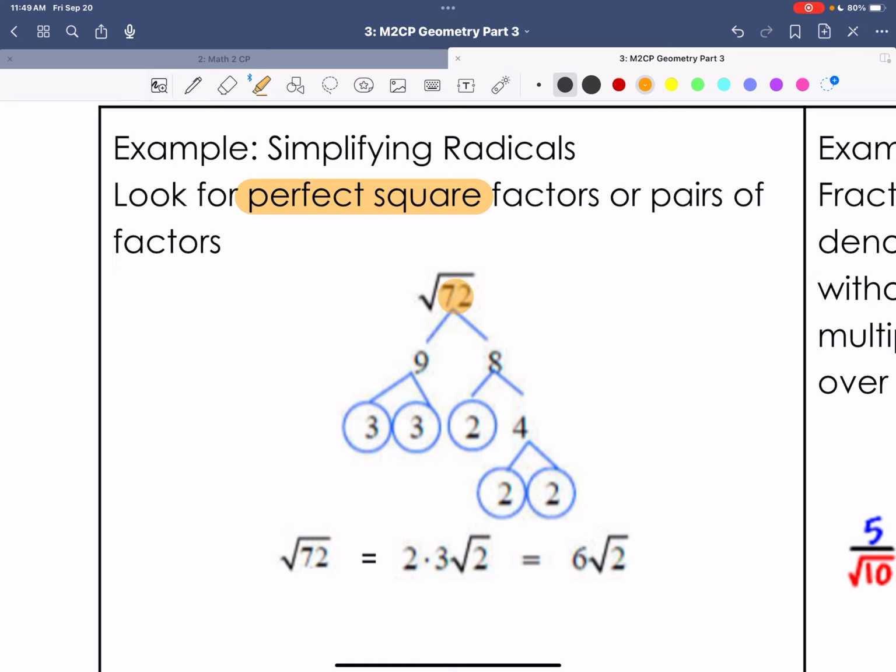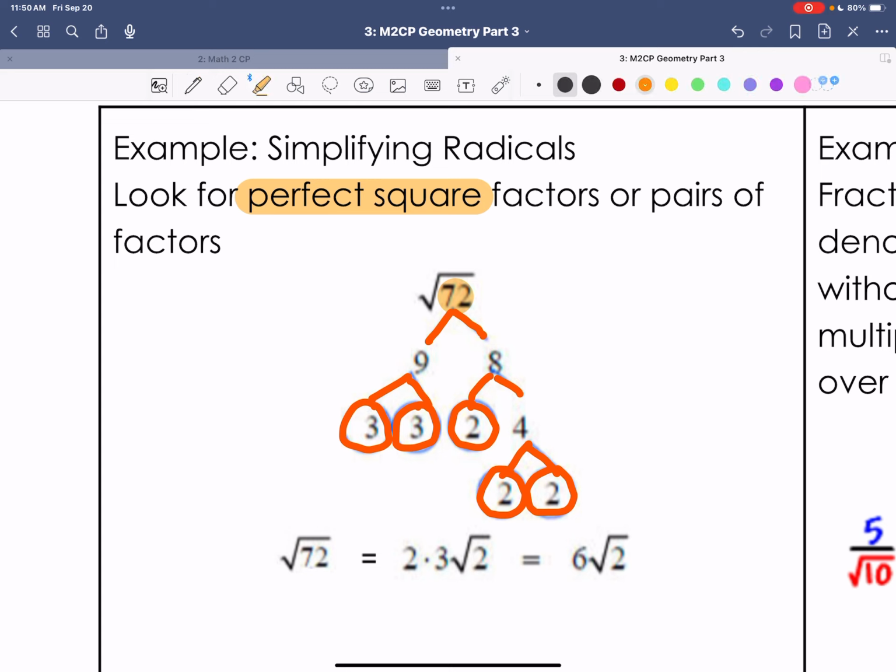For the first example, we have 72 under the radical. What we're going to do is factor 72 into 9 and 8. And we're going to factor all the way down to primes. 9 can factor into 3 and 3. And those are primes, so you're going to stop there. Then we factor 8 into 2, which is prime, so we stop there, and 4. 4 can be factored down into 2 times 2, and those are both primes also.